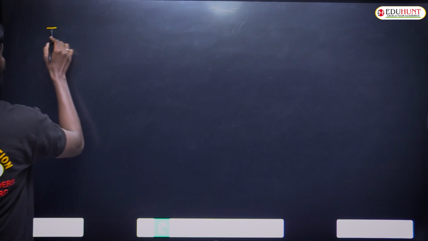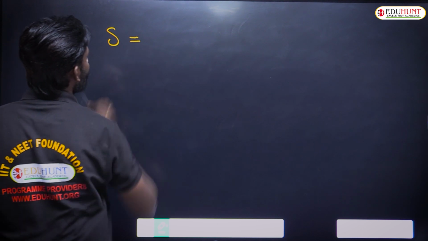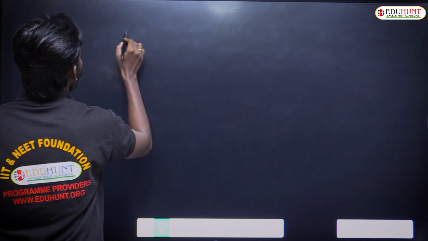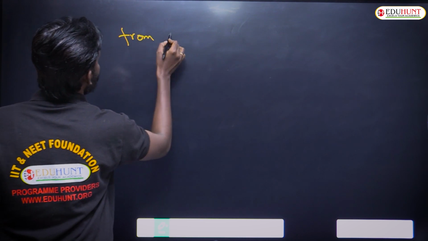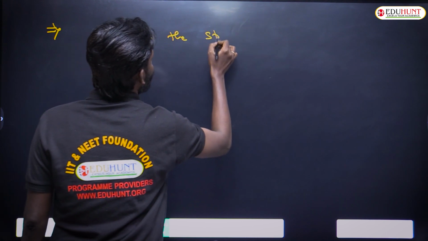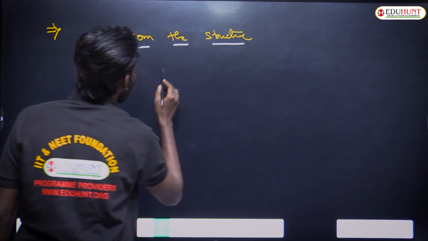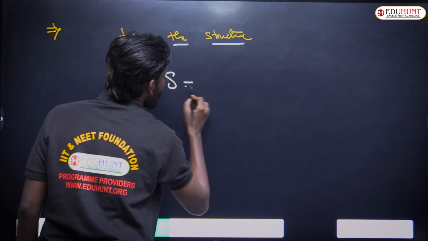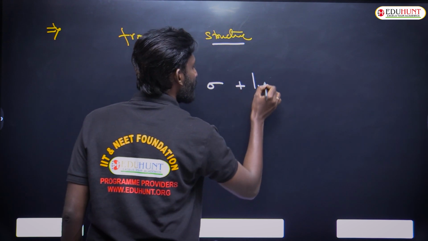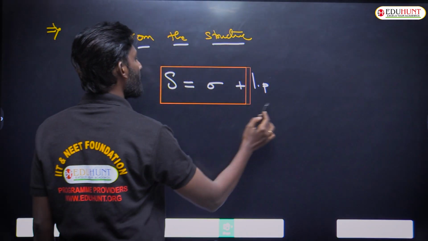For that also you need the S value. But here the S value can be calculated by just looking at the structure. From the structure, how do you calculate the S value by just looking at the structure? S is equal to the number of sigma bonds plus lone pairs. That's it. Number of sigma bonds plus lone pairs.